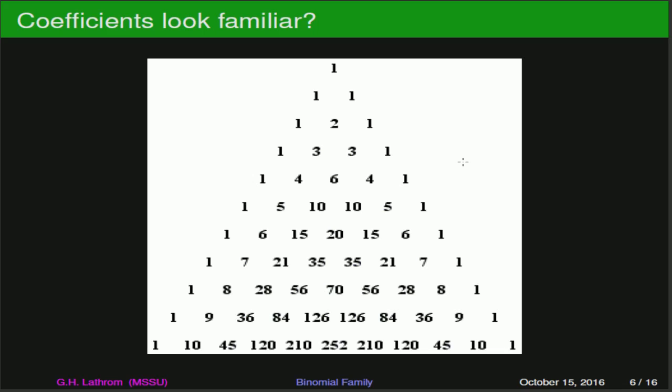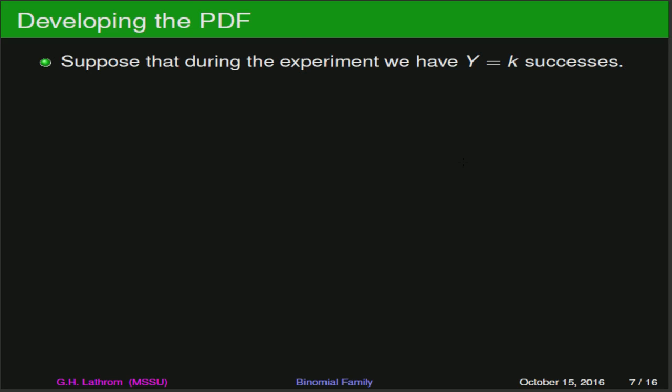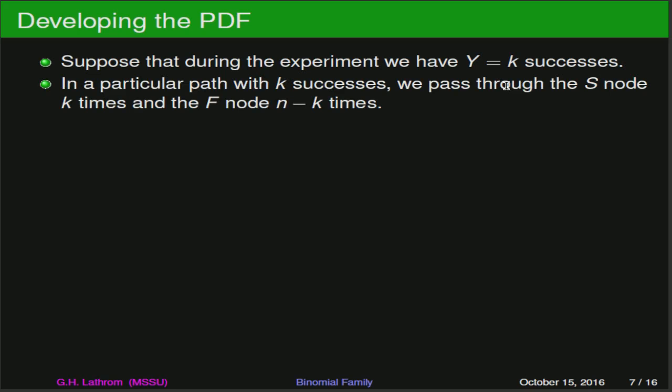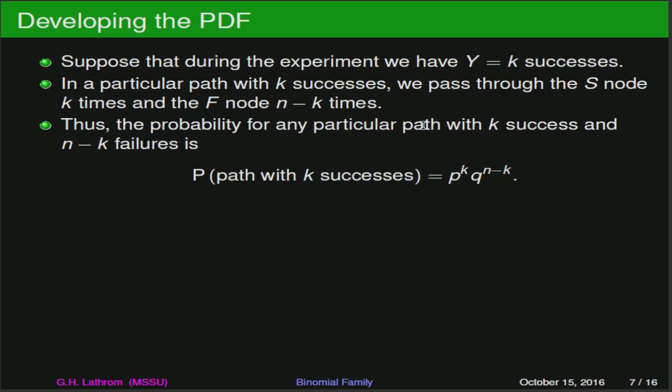And that's exactly what we need when we are developing our probability density function. So, being a little more general, we suppose that we've got this experiment in which we're having k successes out of n possible trials. Now, on any particular path with k successes, we necessarily have to pass through the success node k times and the failure node n minus k times. So this means that the probability for any particular path with k successes and n minus k failures is going to give us p to the k times q to the n minus k.